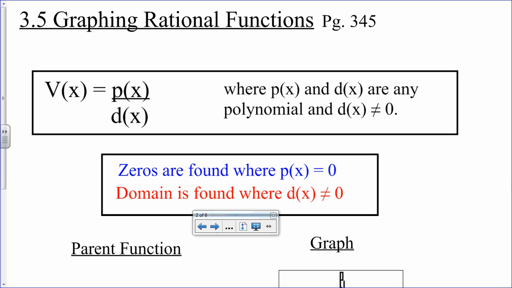So a rational function is p of x over d of x, where p of x and d of x are polynomials. To make a rational function, you have to have an x in the denominator. Okay, that's what makes a rational function.